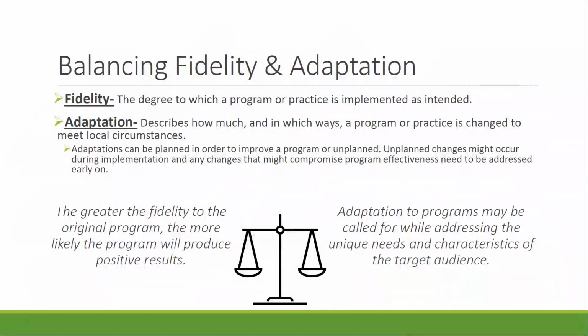This must be balanced with the idea that adaptation to programs may be called for when addressing unique needs of the target audience. Evidence-based programs and practices are called that because they consistently achieve positive outcomes when they are implemented with fidelity. It is important to consider how adaptations to a program could compromise effectiveness and follow some guidelines when looking to balance fidelity and adaptation.